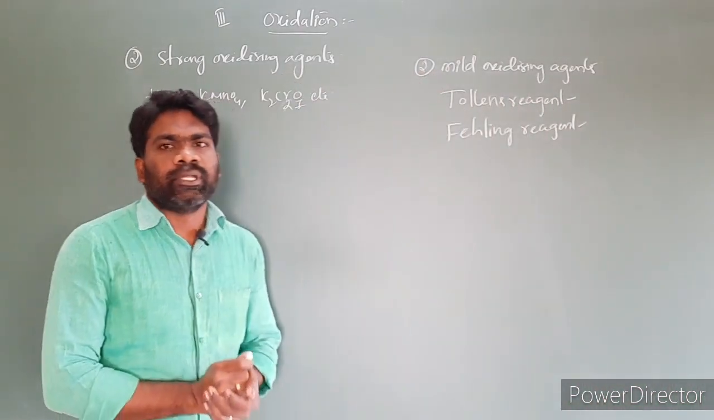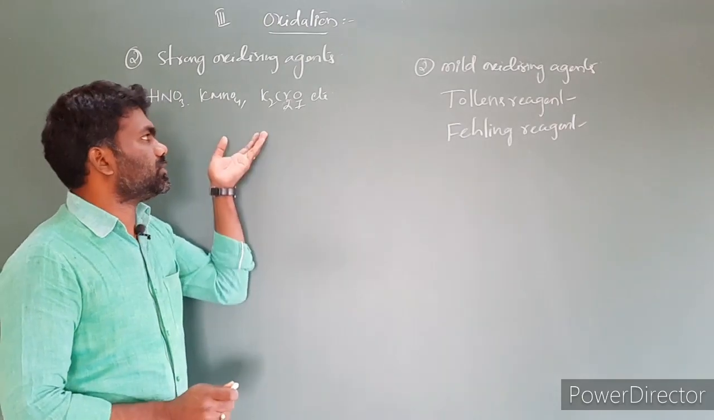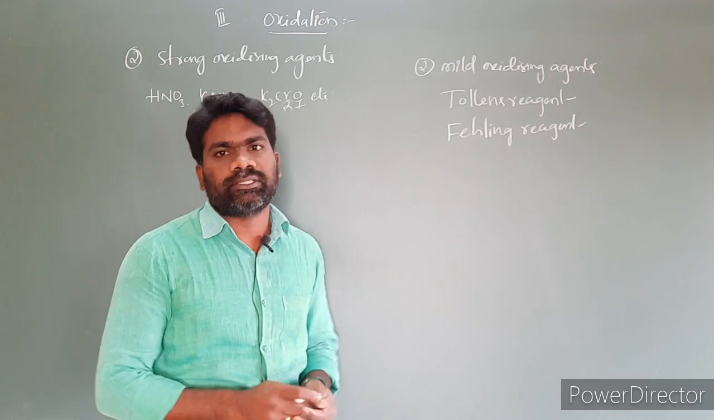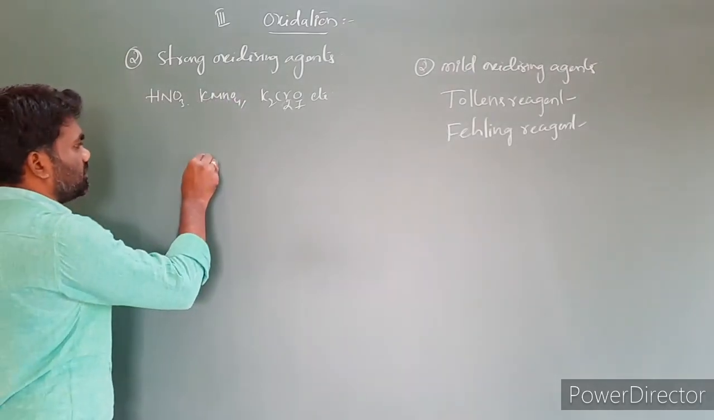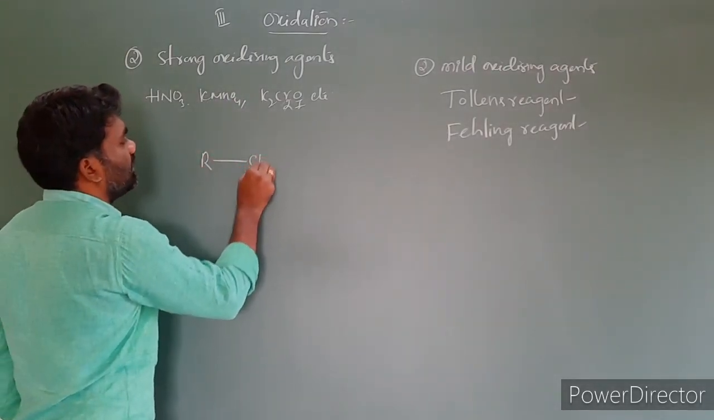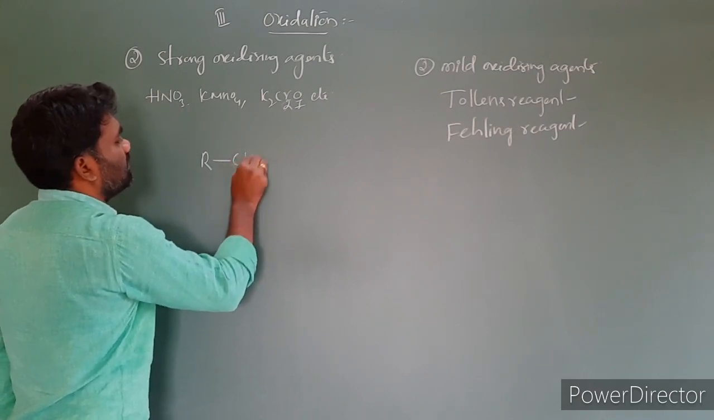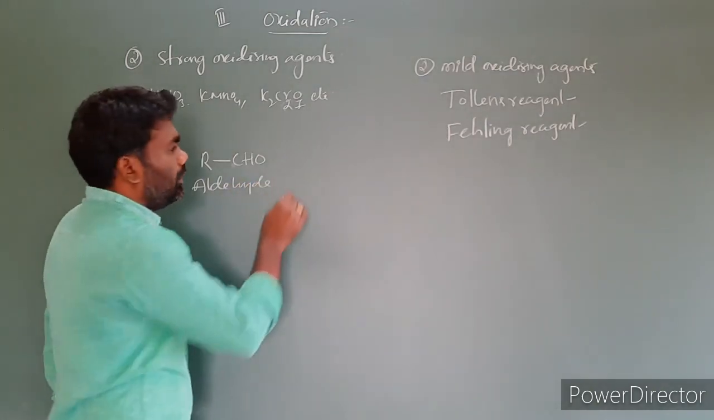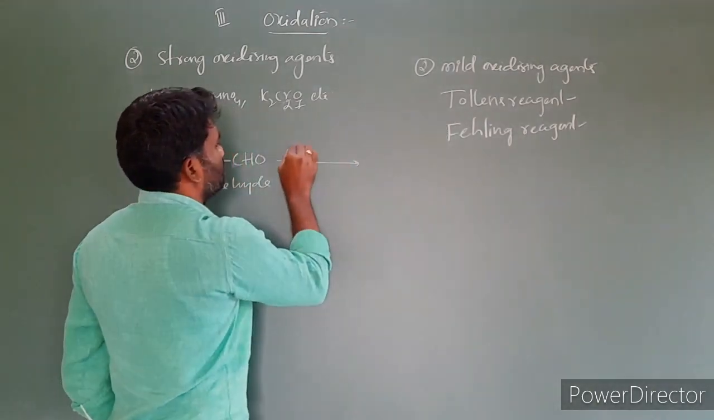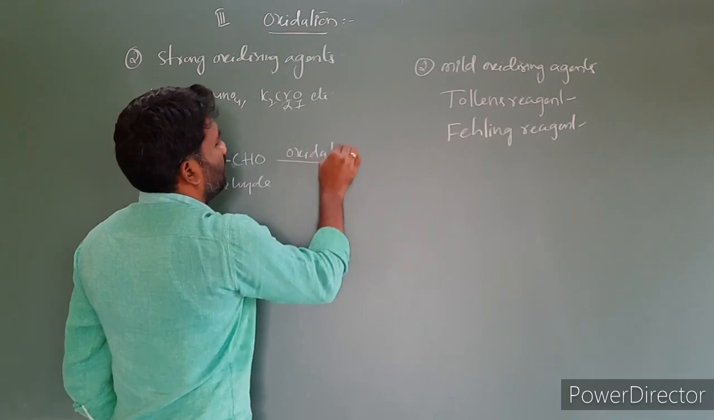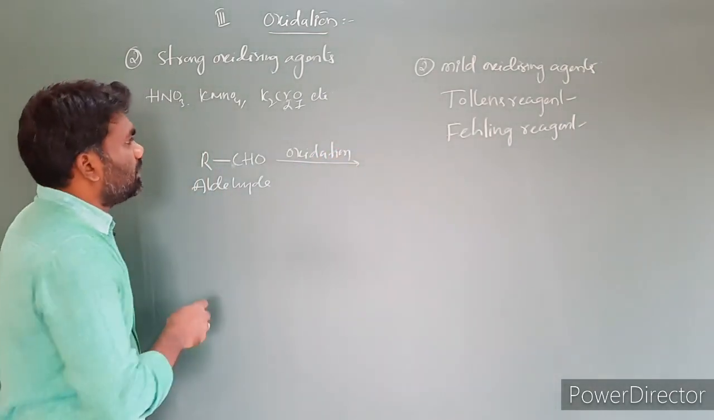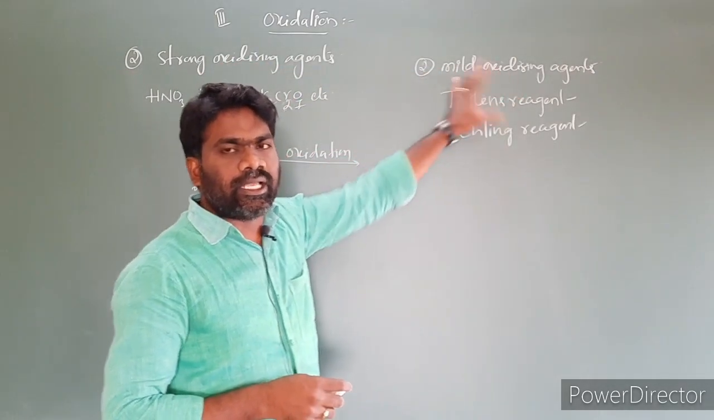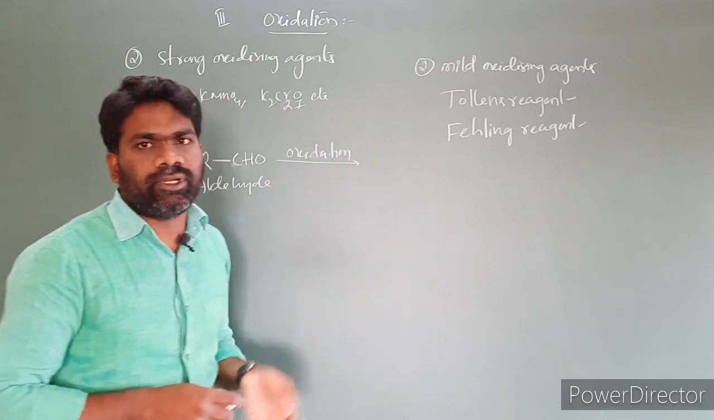Now let us look into the reactions of aldehydes and ketones towards oxidation. That means strong oxidizing agents and mild oxidizing agents. I am taking the aldehyde first, RCHO. This I am labeling as aldehyde. Aldehydes upon oxidation: you can take a strong oxidizing agent, or even a mild oxidizing agent. Any oxidizing agent you can take, strong or even mild.